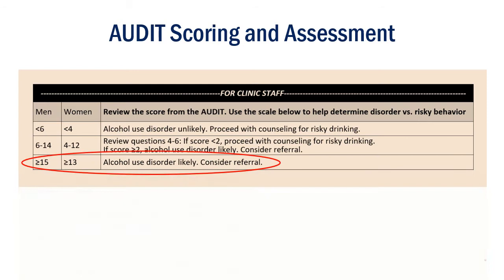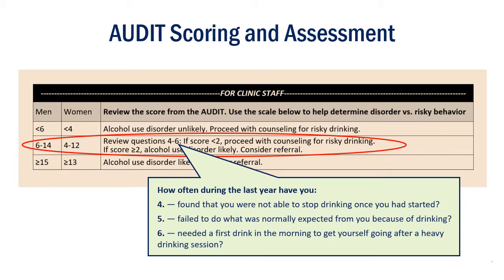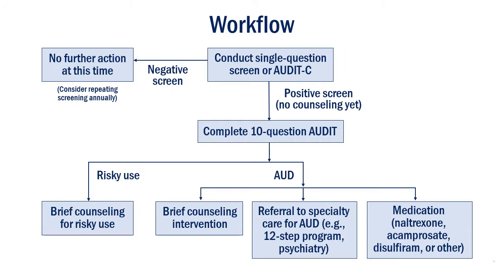An AUDIT total score of 15 or more for men and 13 or more for women indicates that an AUD is very likely. A lower score may still indicate an AUD if questions 4 to 6 contribute at least 2 points to the total AUDIT score. These questions concern not being able to stop drinking after starting, failing to meet normal expectations because of drinking, and needing a drink in the morning after a heavy drinking session the night before. If the provider identifies an AUD, they should conduct brief counseling to determine whether the patient is willing to set a goal of abstinence or not, and then engage in shared decision-making regarding options for more intensive treatment.